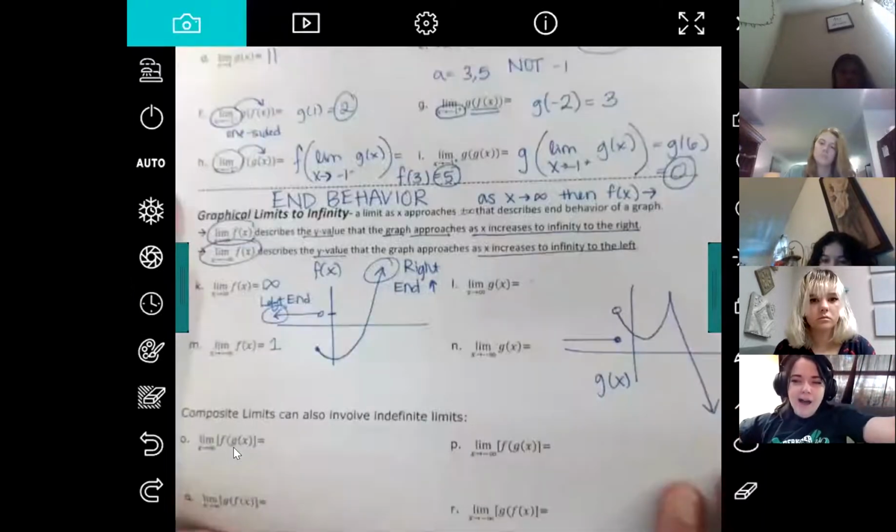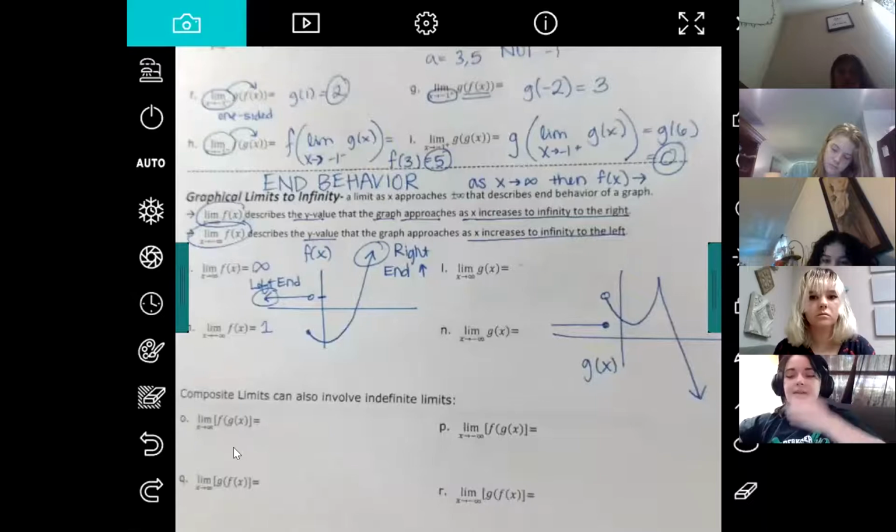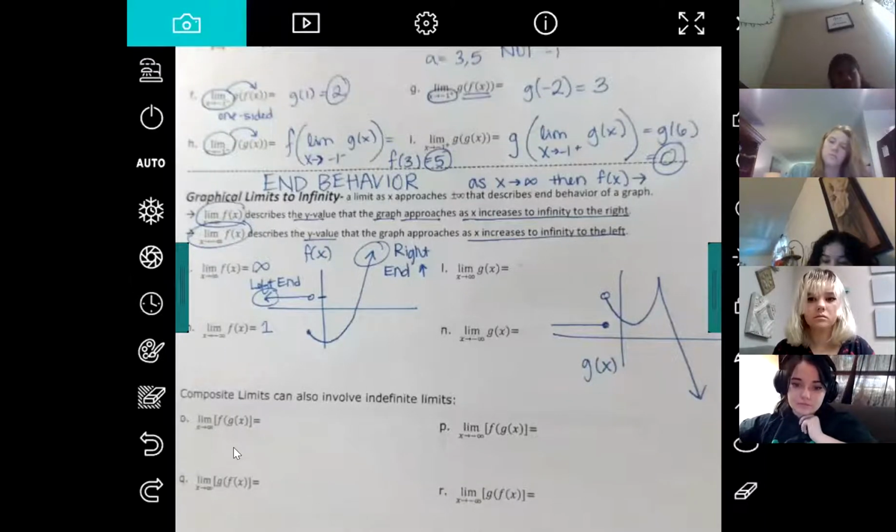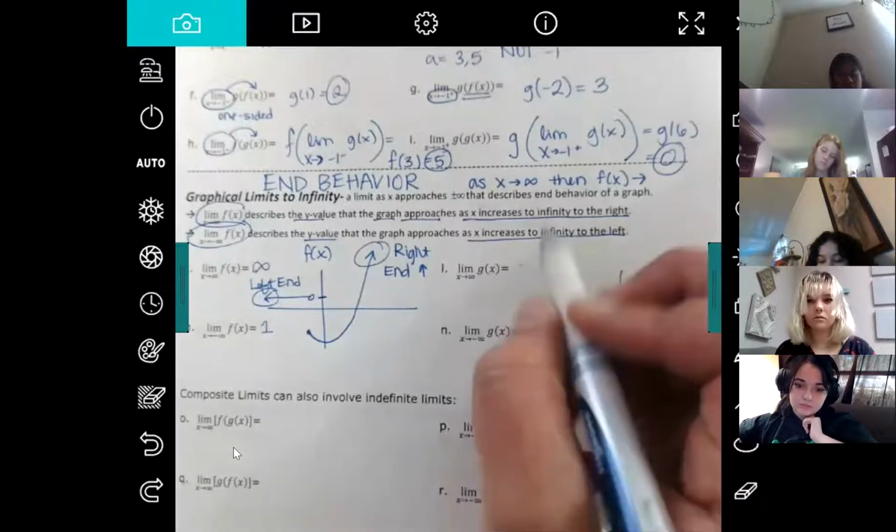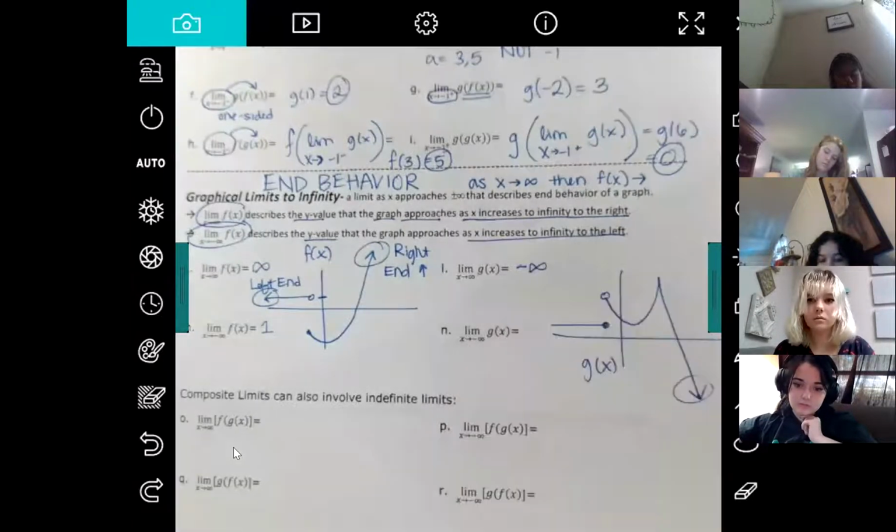So as I'm doing x going to infinity on g of x, I'm looking at the right end of the graph. I observe what the right end of the graph is doing. As x is going towards infinity, my y values here are going down. So I would say that they're approaching negative infinity.